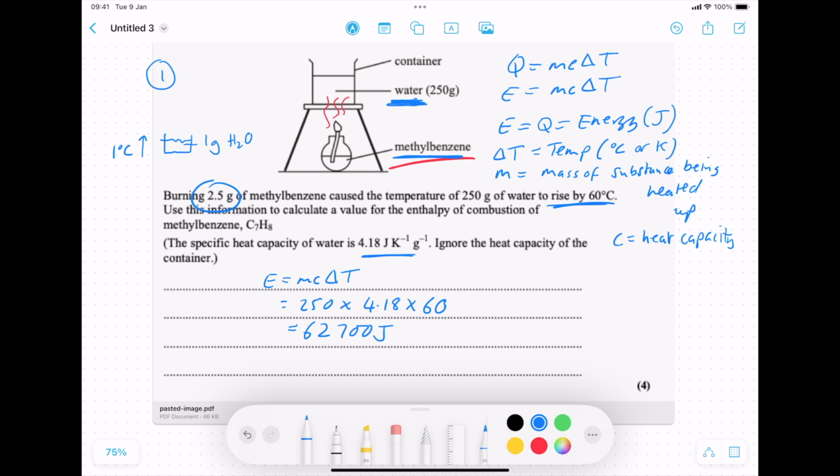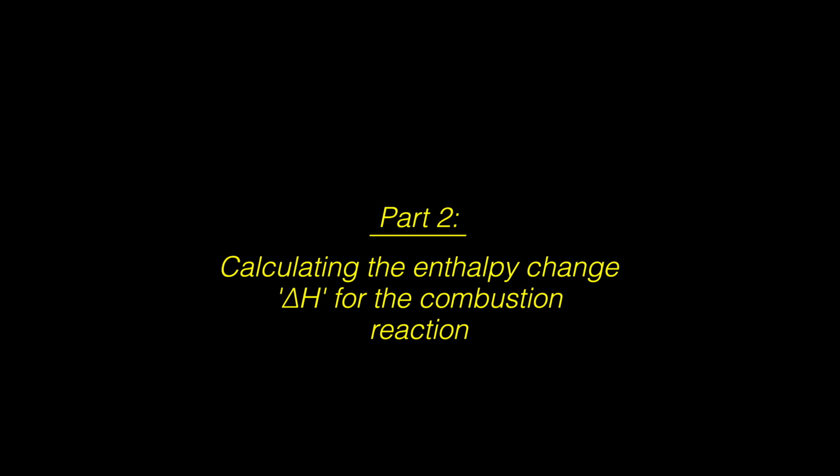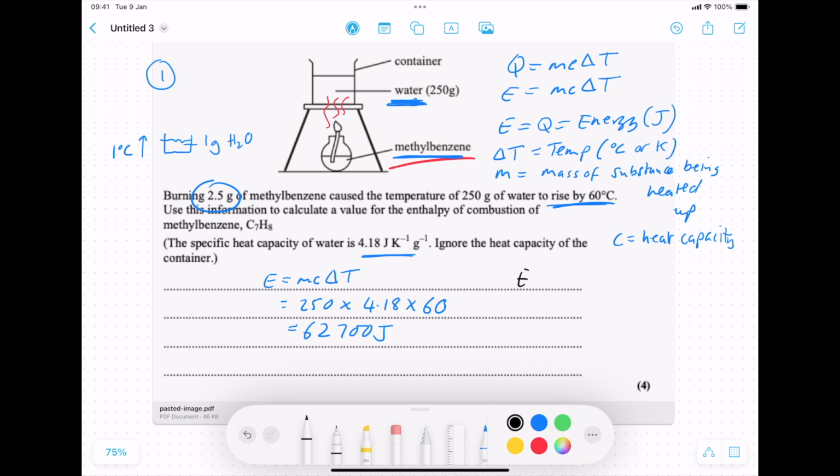That is not the same as enthalpy. Enthalpy, which I'm just writing here in black, has the symbol delta H. Basically it is the energy per mole of the substance burnt, or per mole of the substance reacted. Whereas energy, E, is just measured in joules, it's just the energy of the reaction, enthalpy is always quoted per mole of the reactant or substance, whatever it is. So it must be per mole. So how do I work out the moles of the substance that is being burnt?